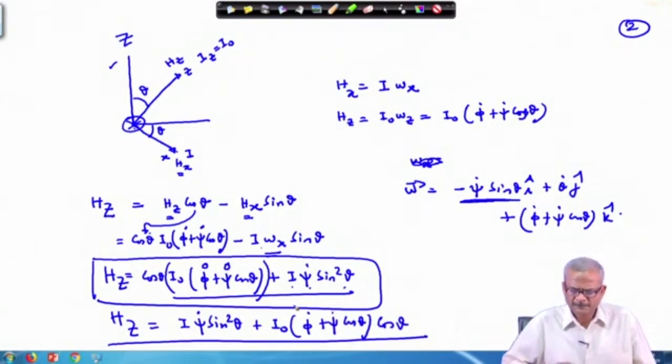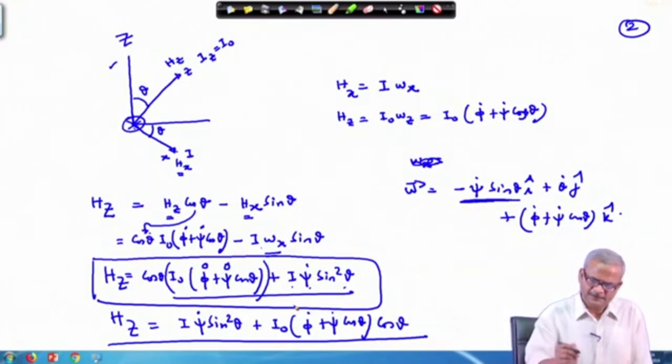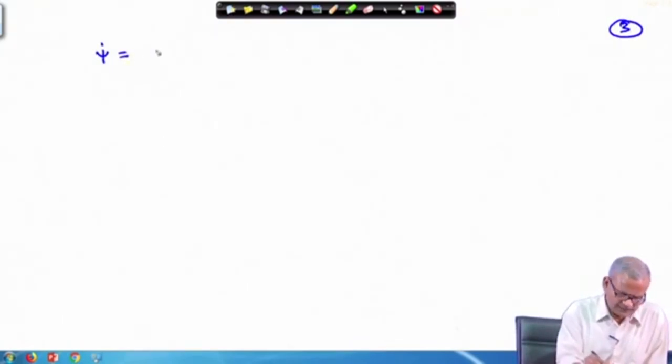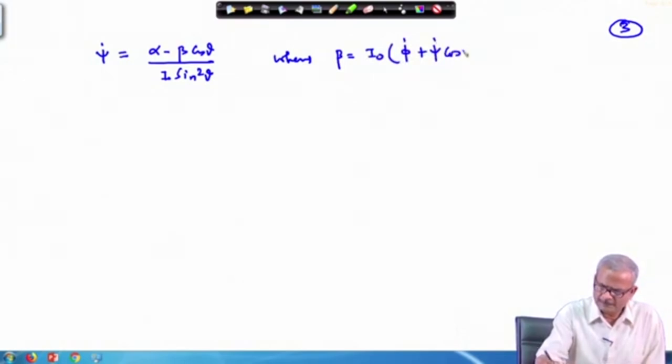and this is what we have exactly got by the dot product method. So the various problems we can solve from different perspectives. Keep your mind open and try out different methods, you will be able to solve the same problem in many ways. This is the beauty of rotational dynamics. Okay. Now we can progress further and look into what we were looking for. Okay. So we have got psi dot equal to alpha minus beta cos theta divided by I times sin square theta, where beta equal to I 0 times phi dot plus psi dot cos theta.